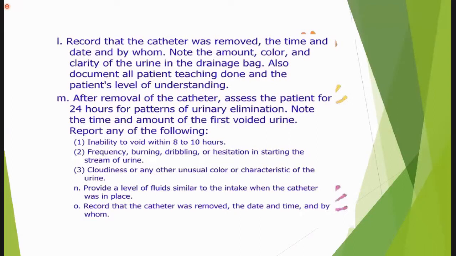After removal of the catheter, assess the patient for 24 hours for the pattern of urinary elimination. Note the time and amount of the first void and report any of the following conditions: inability to void within 8 to 10 hours, frequency, burning, dribbling, or hesitation in starting the stream of urine, cloudiness or unusual color or other characteristics of the urine.